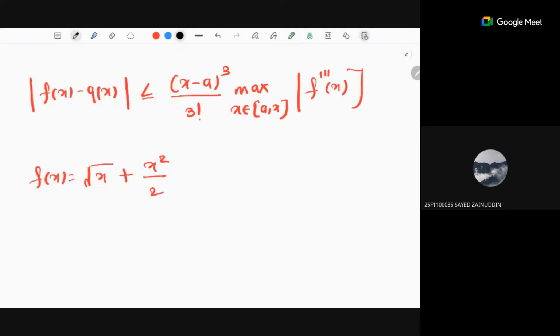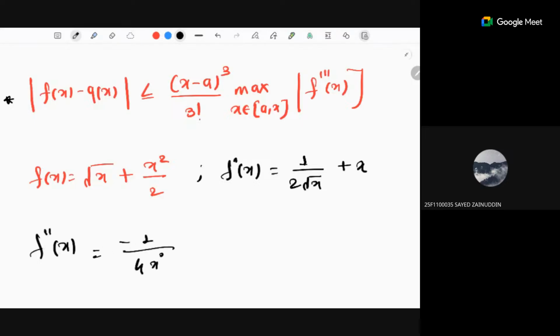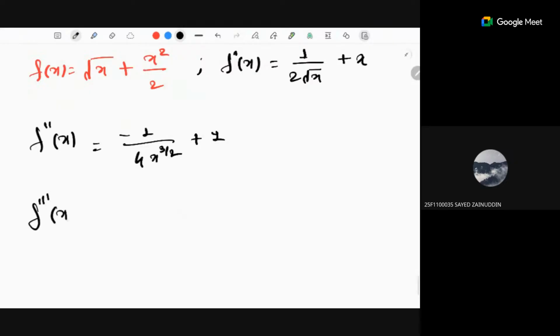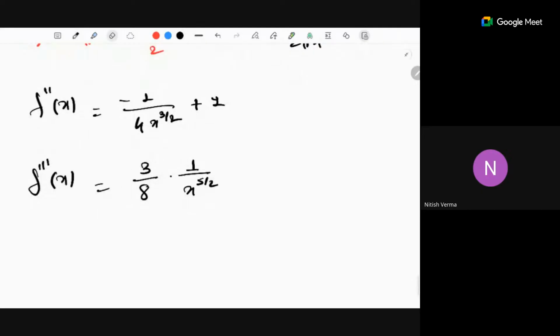Yes, ma'am. This is just an error formula, how we find the error. So if f of x is this, then f dash of x will become what? 1 by 2 root x plus 2 into x by 2, that is x only. F double dash of x will become minus 1 by 4 x to the power 3 by 2, plus 1. And the triple derivative of x will become, 3 by 2 will jump over here, that is minus 3 by 8 into 1 by x to the power 5 by 2, plus. Just a calculation. Plus 3 by 8, 1 upon x to the power 5 by 2. This is the third derivative, f triple dash of x.